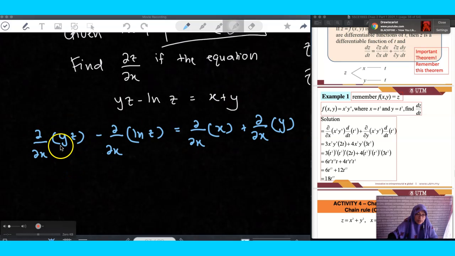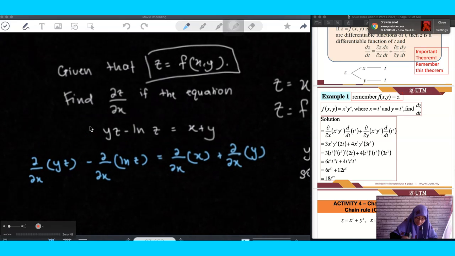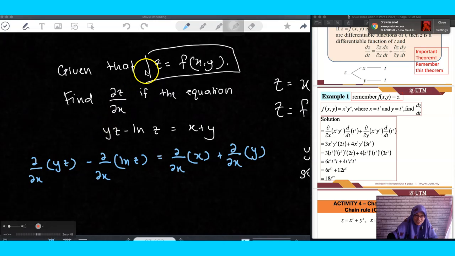The first one. Now because you want to differentiate with respect to x, y is a constant, but not z. z is still a function. z in this case is a variable, but it is a function that depends on x and y. So meaning that if you want to differentiate with respect to x, just y is constant, but not z. This is still a function of x and y.